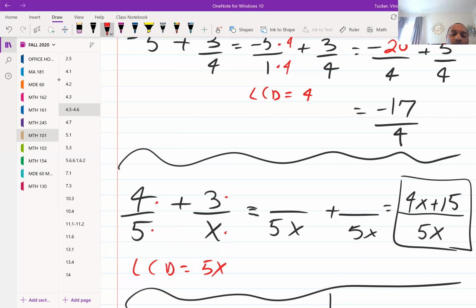So what times 5 will give us 5x? That will be x. Whatever you do to the bottom, I do to the top. And then what times x will give us 5x? That would be 5. And so we're looking at 4x plus 15 in our numerator. And then when we look at our final answer, it's just going to be 4x plus 15 because they are not like terms. You cannot combine those two. One has the x and the other one doesn't. So we have to just leave it as is.